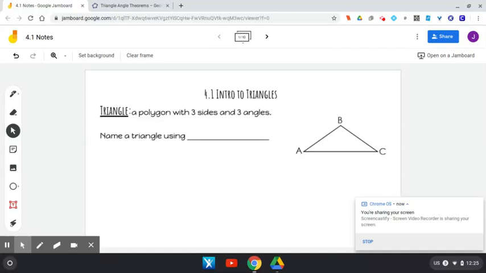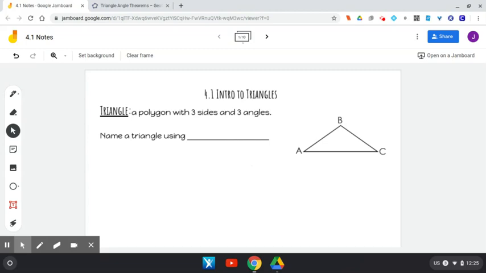Good morning, Falcons. It is an absolutely fabulous day to learn some geometry, and it's going to be even more amazing because with a growth mindset, you're going to try hard because we're working on triangles.